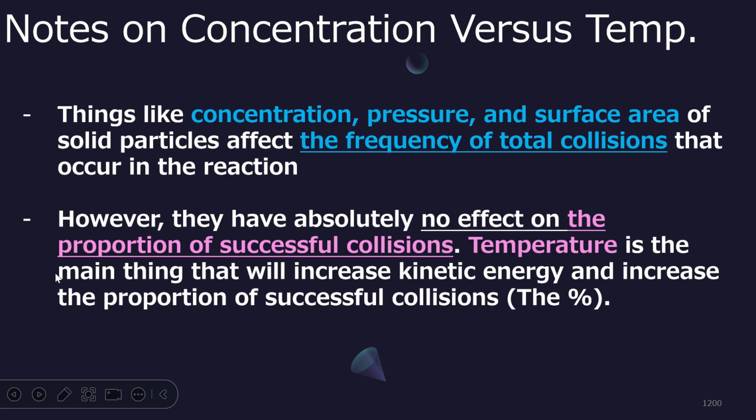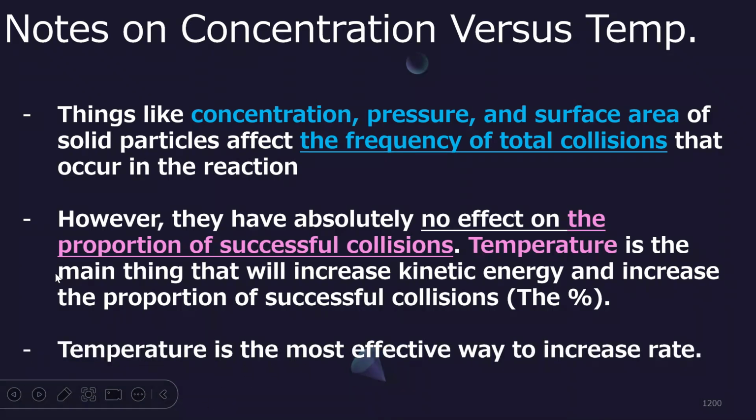Temperature, though, is the main thing that will increase kinetic energy and increase the proportion of successful collisions, both of them at the same time, because everything moving faster will overcome their activation energy, but everything moving faster will also increase the number of collisions. All right, so for this reason, temperature is the most effective way to increase rate. If you increase temperature, you increase two very important things: proportion of successful collisions and number of total collisions.